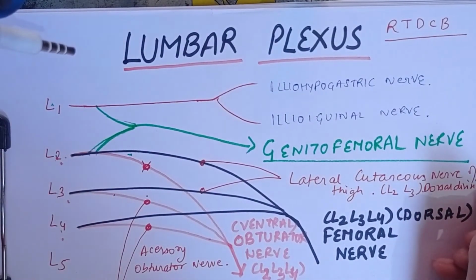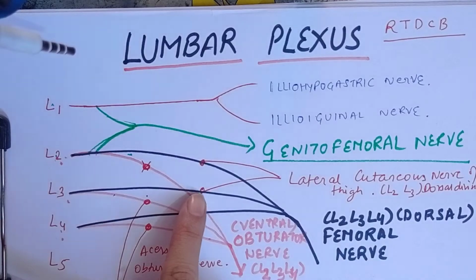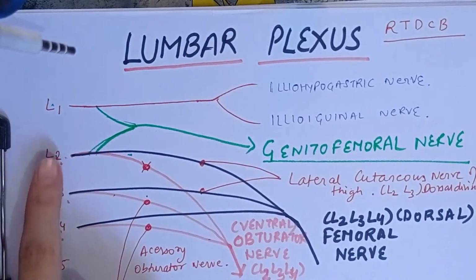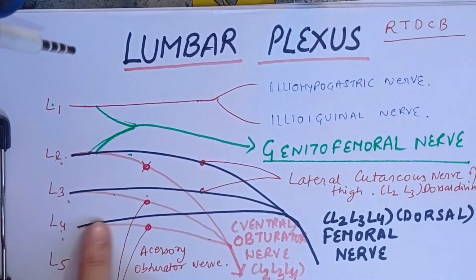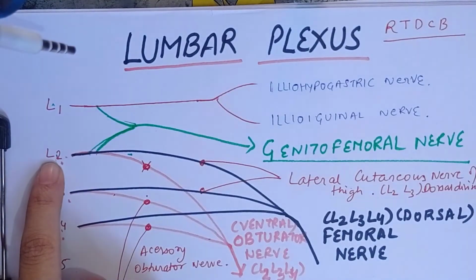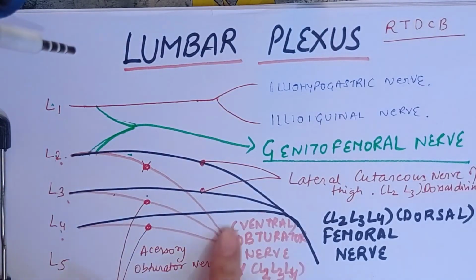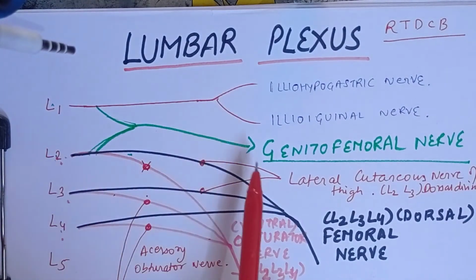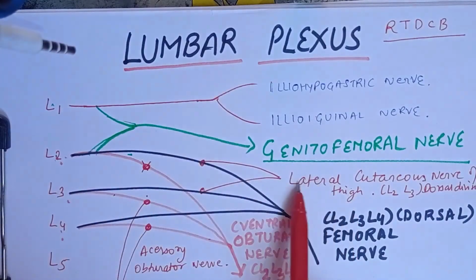Why dorsal division? As you can see, I have made this nerve come out from this black color, and black was referring to the dorsal division, right? So the dorsal division of L2, L3, L4 gave the femoral nerve, root value L2, L3, L4. Similarly, the ventral division of L2, L3, L4 gave the obturator nerve, but the ventral division of L3, L4 gave the accessory obturator nerve, and the dorsal division of L2, L3 gave the lateral cutaneous nerve of the thigh.